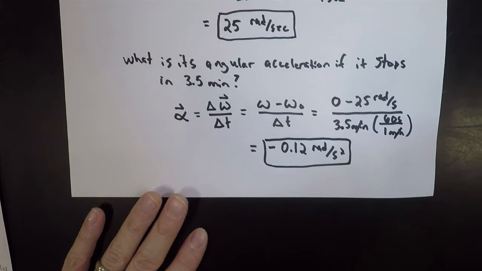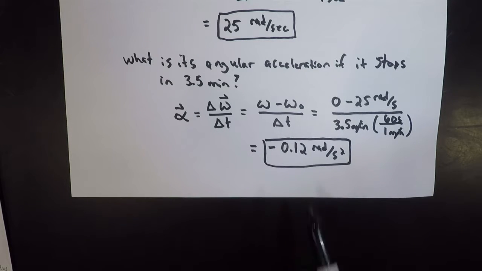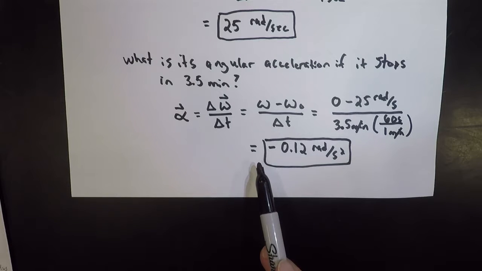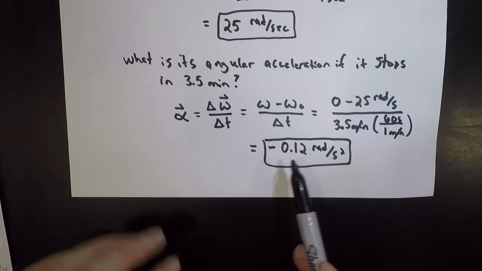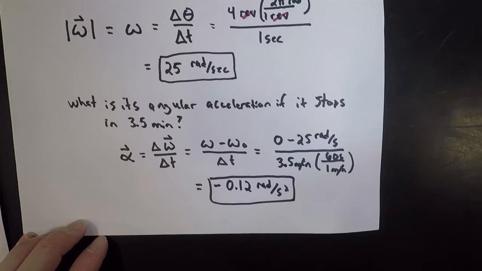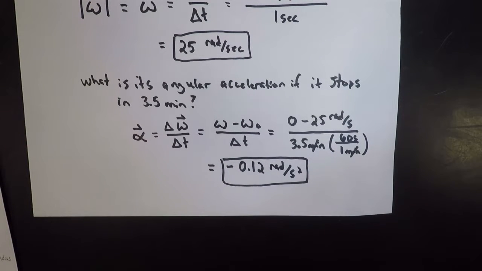So every second that goes by, this thing's going to lose just over 1/10 of a radian per second of speed until finally it stops 3.5 minutes later. I got a negative sign because my acceleration opposes the direction of my angular velocity. By putting 25 radians per second as the angular velocity in, assumes that it was moving in the positive direction, so a negative acceleration, of course, brings it to rest.